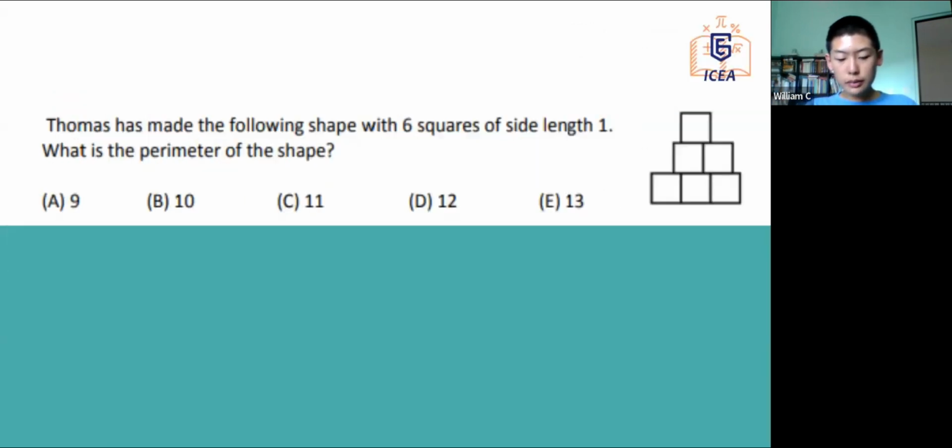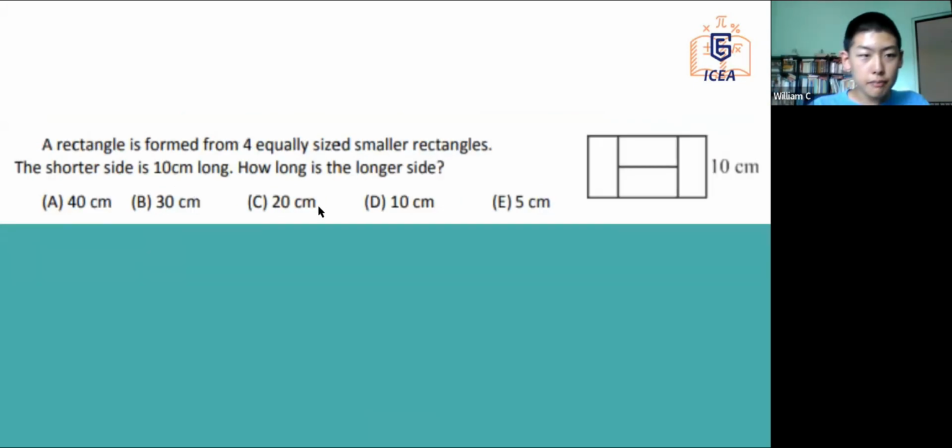Thomas made the following shape with 6 squares of side length 1. What is the perimeter of this shape? I'll give you some time to think about this. If you have the answer, please type it in the chat. E is correct.